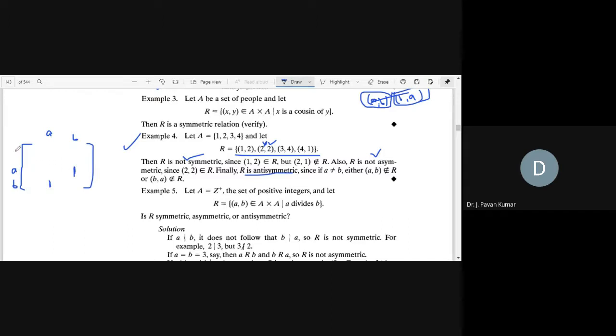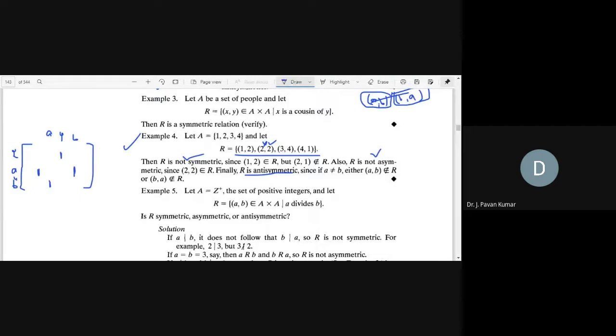Suppose you consider 2 here and 4 here. The 2 comma 4 entry is 1, that is, 2 comma 4 is part of the relation. Then for 4 comma 2, the entry for 4 and 2 will also be 1. How can we determine a relation as a symmetric relation by using matrix representation? This is the question. Any idea? The matrix should be a symmetric matrix.